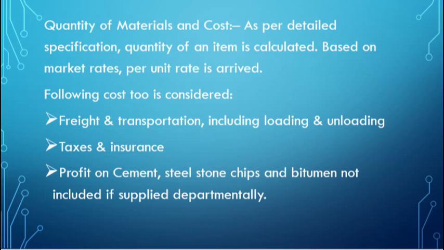The following costs are also considered in this quantity of the material: freight and transportation, including loading and unloading charges, taxes and insurance. Profit on cement, steel, stone chips and bitumen is not included if supplied by the department. If these are supplied by the department, then profit on this item is not included.